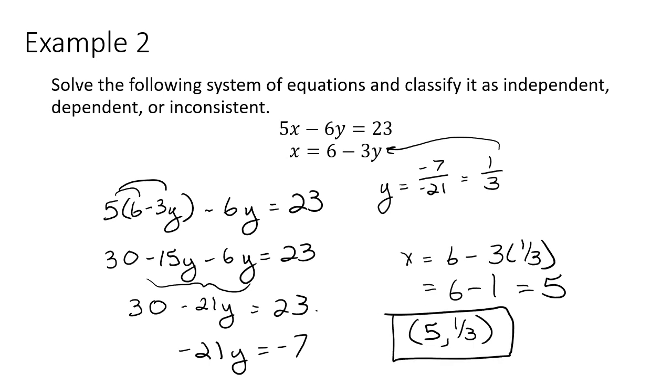Now, because this worked out nicely and we got just a single answer like this, then this is an independent system of equations. This is the only solution. We'll see examples of the other shortly, but basically variables start canceling out and disappearing if it's one of the other two cases. This is what it looks like when everything works out nicely.